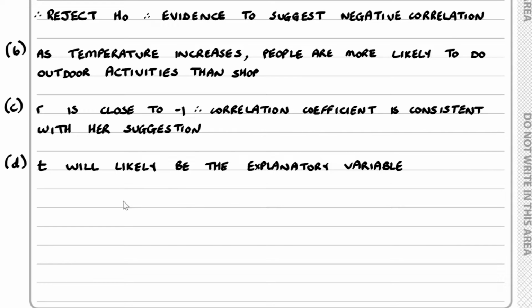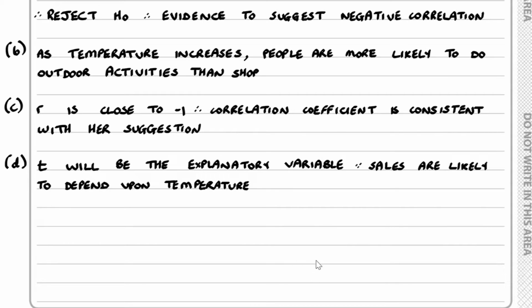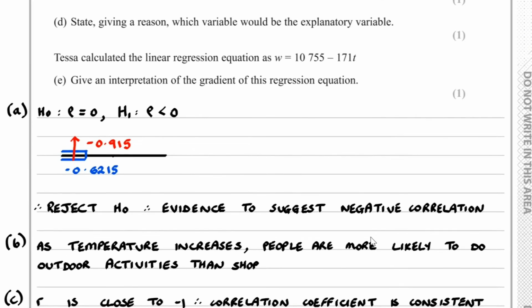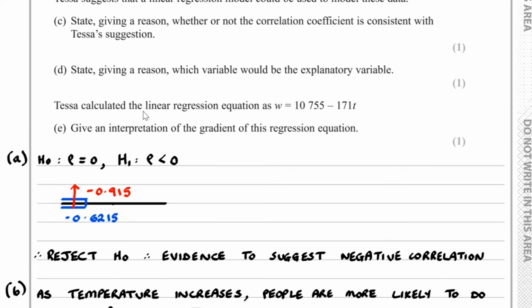Well, T will likely be the explanatory variable. That's because sales are likely to depend on temperature. Then for part E, Tessa calculated the linear regression equation as W equals 10,755 subtract 171T. We have to give an interpretation of the gradient of this regression equation.